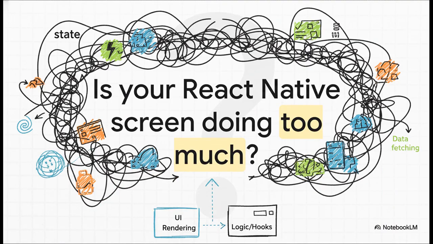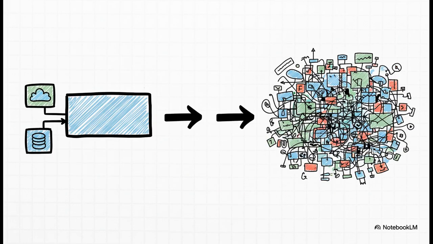So be honest. Have you ever opened up a component file that started out all nice and simple, but now it's just this tangled mess of state, data fetching, and UI rendering all crammed into one spot? If you're nodding your head, don't worry, you're not alone. It's a classic sign that your app is growing up. And this is usually how it goes, right? A screen starts with one simple job. Just show some stuff on the page.